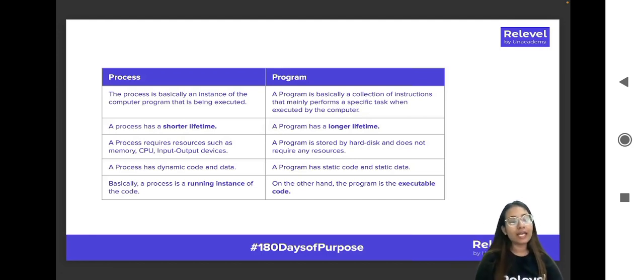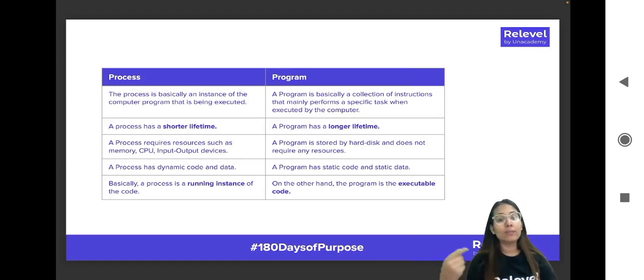A process has dynamic code and data, right? And along with that, when we come to program, a program has static code and static data. Now, when we come to processes, basically a process is a running instance of a code. So you have a code and you're actually creating an instance of it and running it. So that is why a process is a running instance, whereas on the other hand, the program is the executable code.